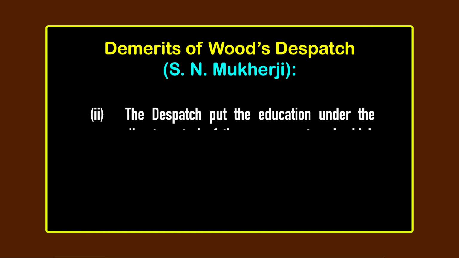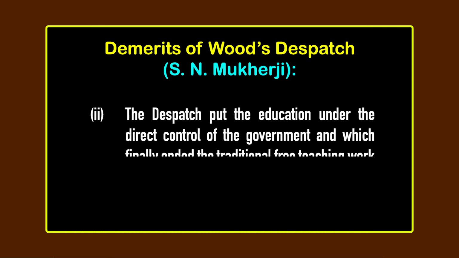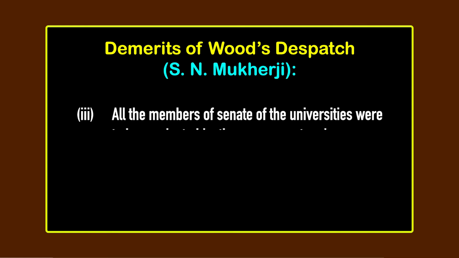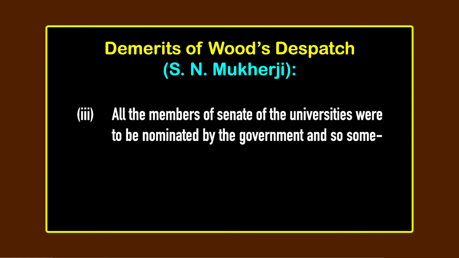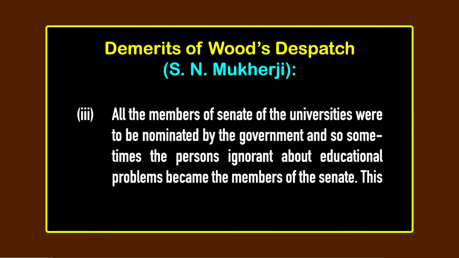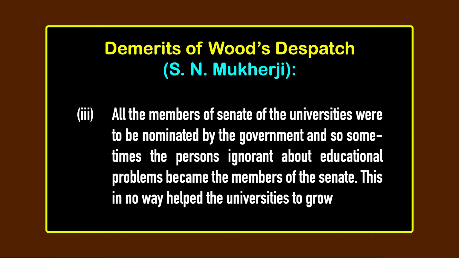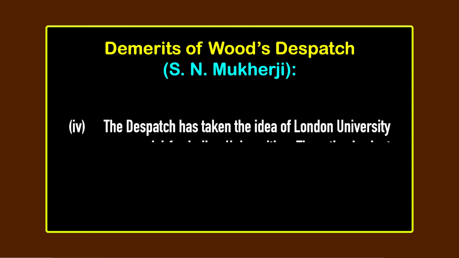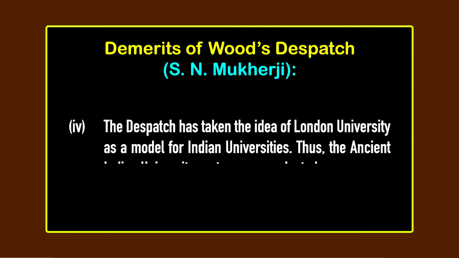The department put education under the direct control of government, which finally ended the traditional free teaching work of this country. All the members of the Senate of the universities were to be nominated by government, and so sometimes persons ignorant about educational problems became members of the Senate. This in no way helped the universities to grow. The Despatch took the idea of London University as a model for Indian universities. Thus, the ancient Indian university system was neglected.